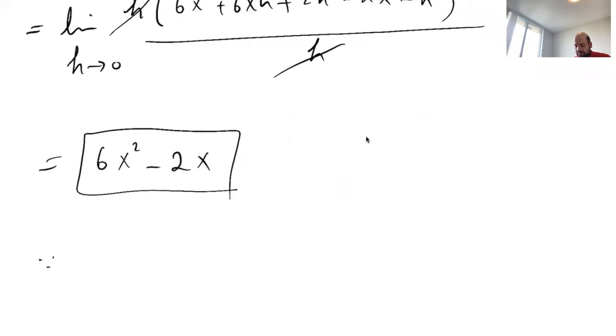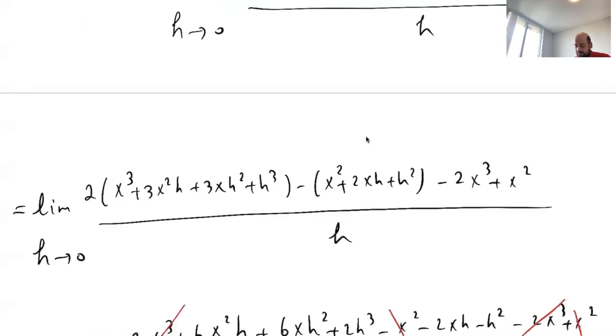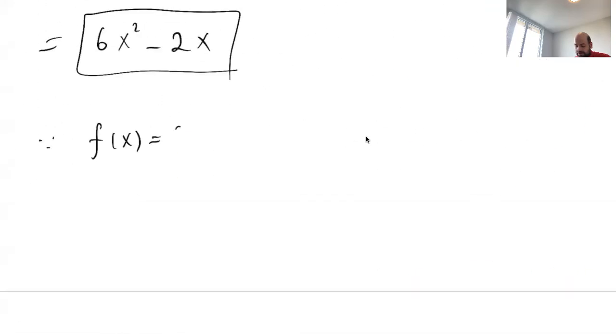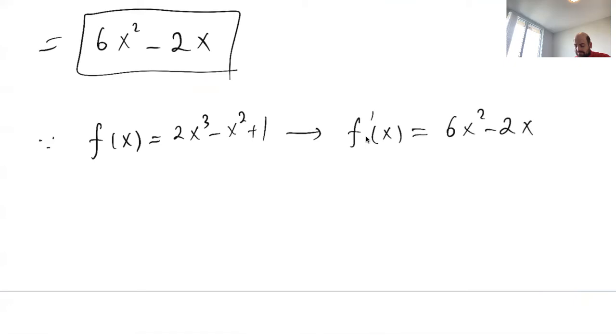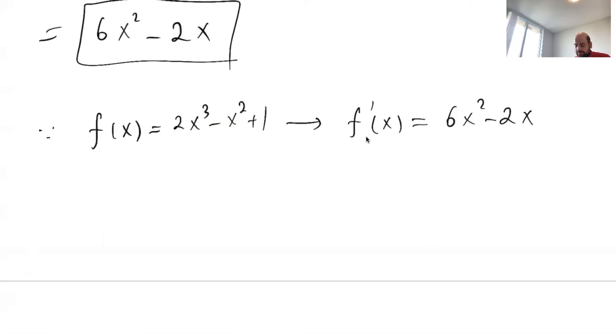So we concluded that if f of x equals 2x cubed minus x squared plus 1, then f prime of x is 6x squared minus 2x. Okay, next, we need f double prime of 4.